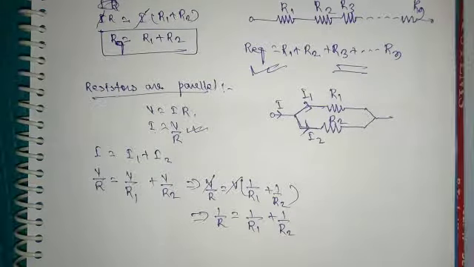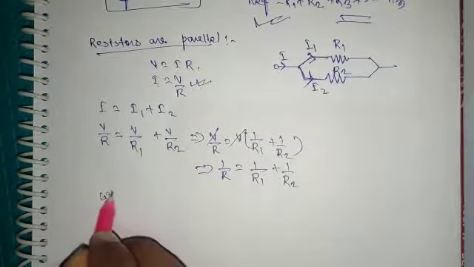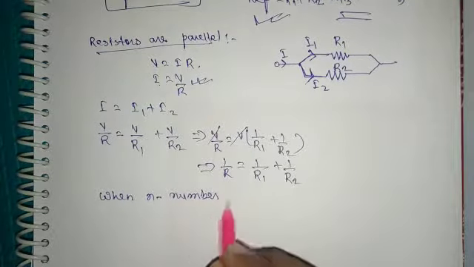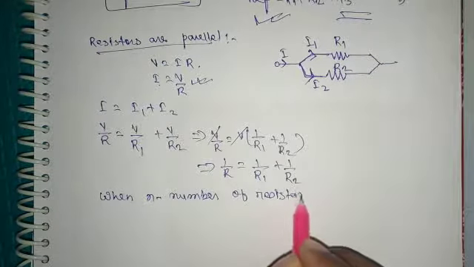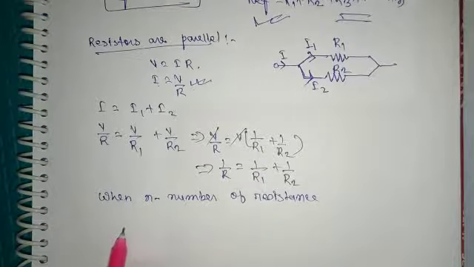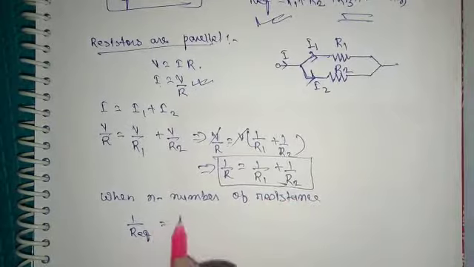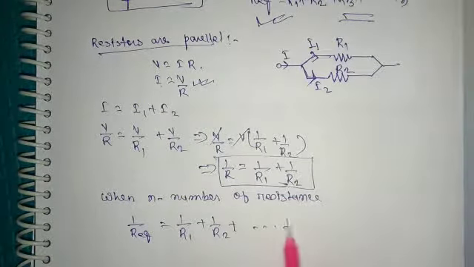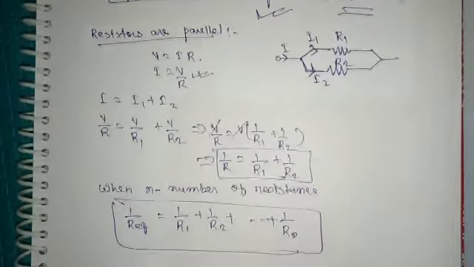This is for two resistances connected in parallel. When n resistances are connected in parallel, the equivalent resistance is given by 1 by R equivalent is equal to 1 by R1 plus 1 by R2 plus up to 1 by Rn.